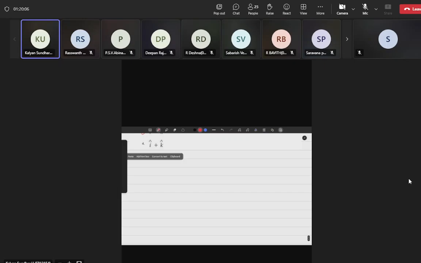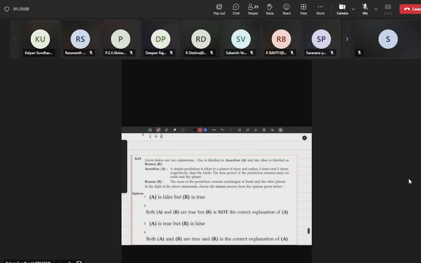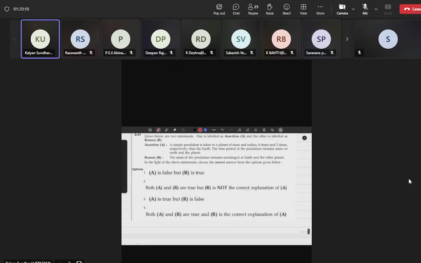So this is one of such questions. Simple pendulum is taken to a planet whose mass and radius are 4 times and 2 times respectively that of the Earth. Assertion: time period will remain the same as on the Earth. Reason: mass of the pendulum remains unchanged at Earth and other planets.